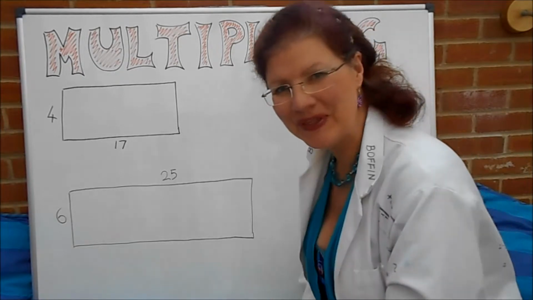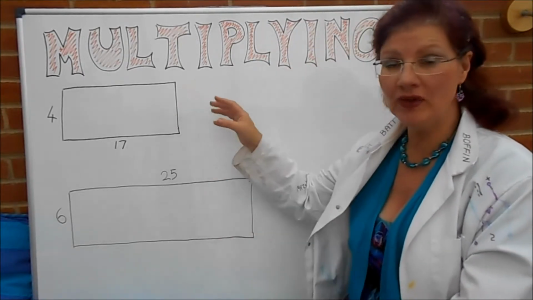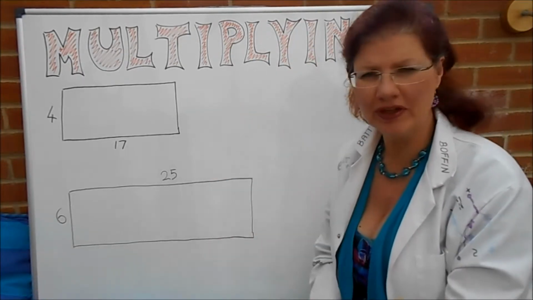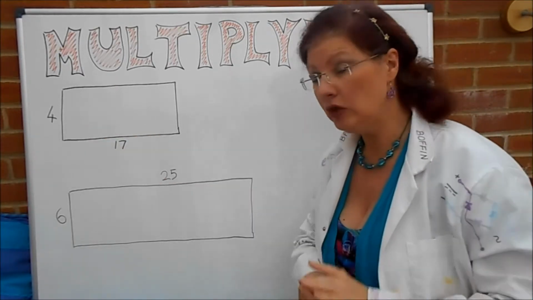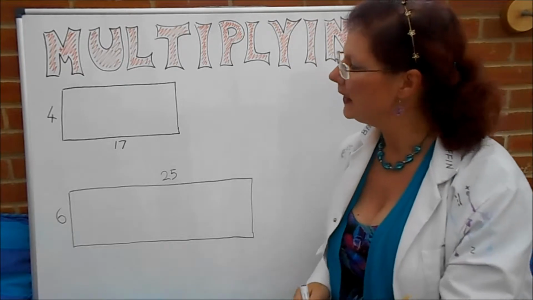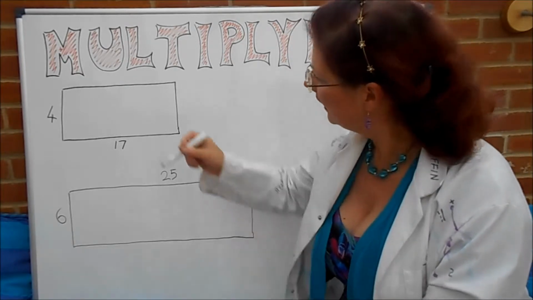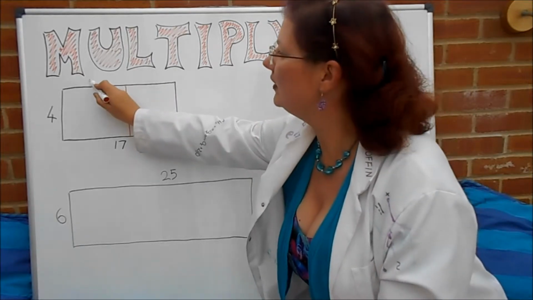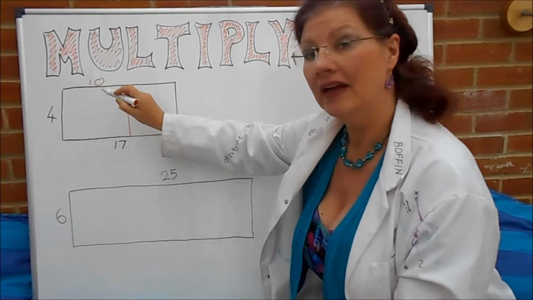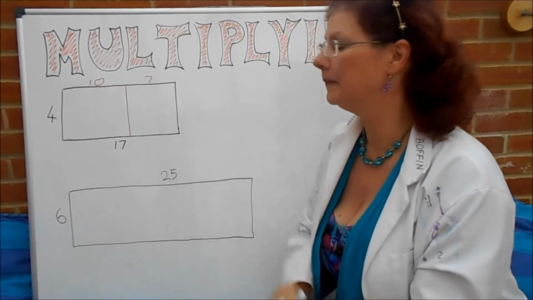Right, here are a couple for you to have a go at. This time I haven't drawn all the little squares in the middle. We're still trying to find the area though by doing 4 times 17. And I don't know about you, but I don't know my 17 times table. So we're going to split it. And I'm going to split it about kind of there-ish. So that this bit is 10 and this bit is 7.